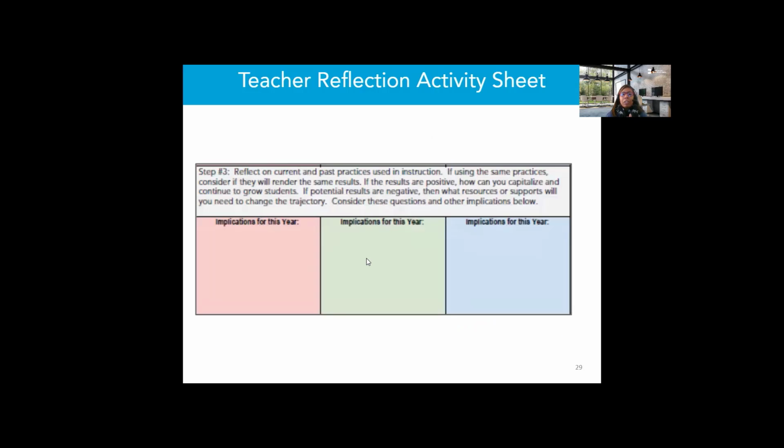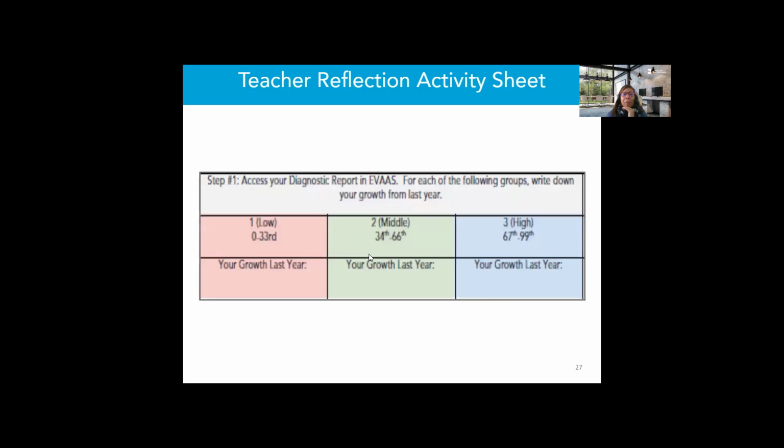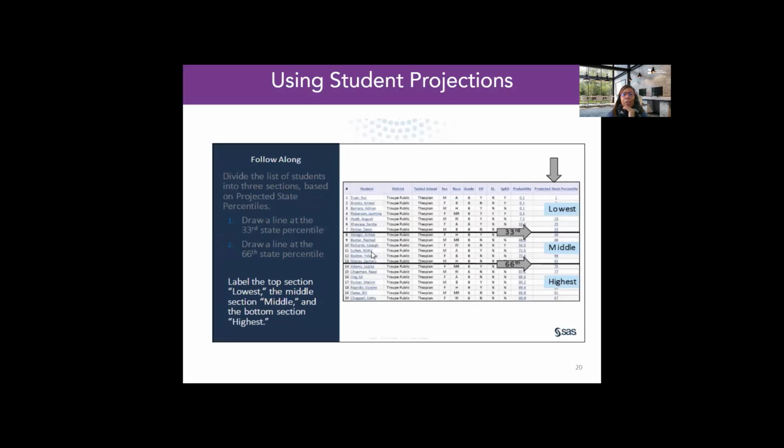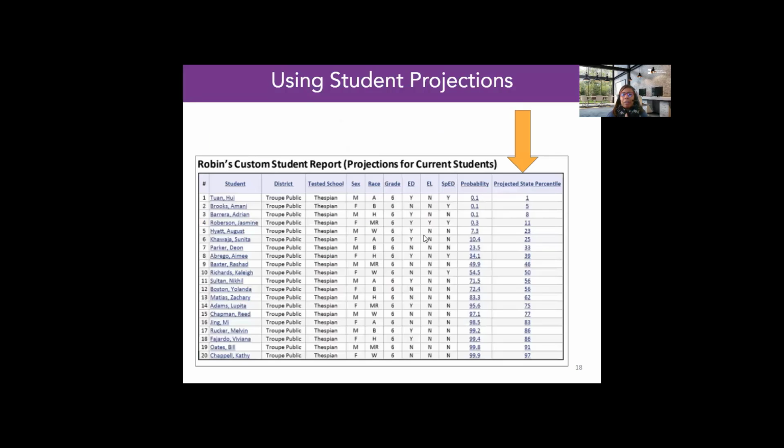I also want to mention that when you look at your projections, and I hear this a lot, we've got here Viviana, who's projected to be at the 86th percentile, or Bill, who's at the 91st percentile. Know that our projections come based on testing history, right? It is not based on classroom data.